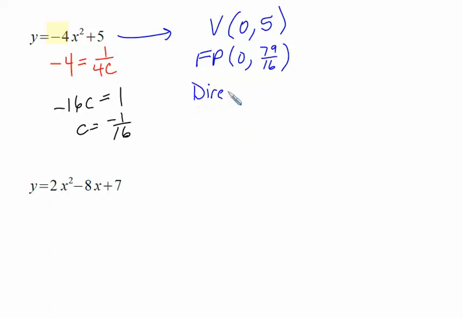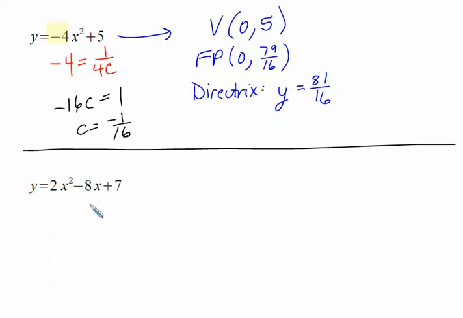And our directrix would be up 1/16 from the vertex, so it would be at y equals 81/16. Now on our next problem, we would need to complete the square first, because we need it to be in that vertex form. So we would factor out our 2.